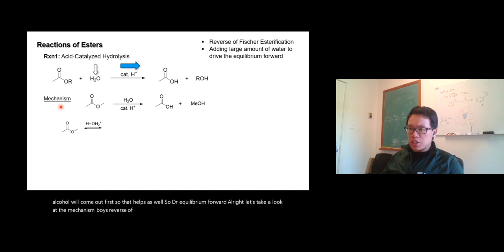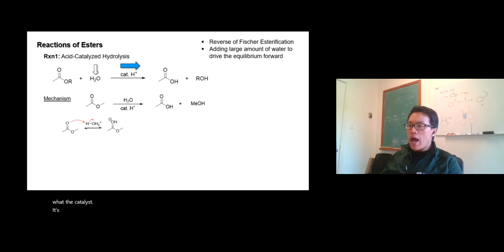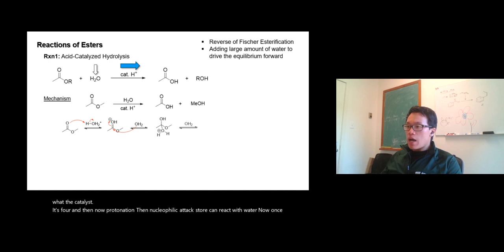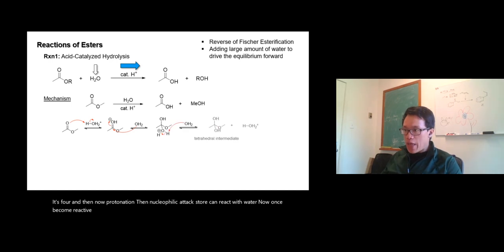All right. Ester, you have to protonate it first. It's not that reactive like acid chloride or acid anhydride, so you have to activate it first. That's what the catalyst is for. Okay. And then, after protonation, nucleophilic attack, so it can react with water now. Once it becomes reactive, deprotonation. Okay. Now we get to the tetrahedral intermediate.